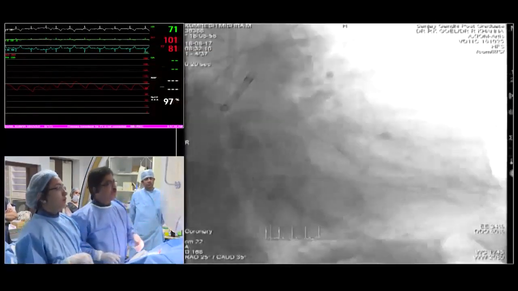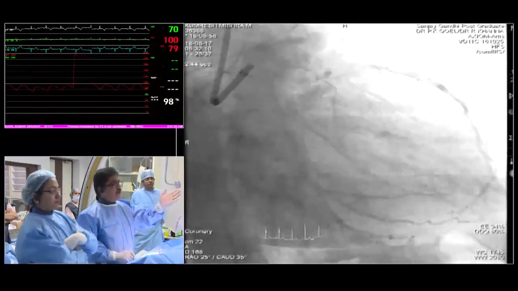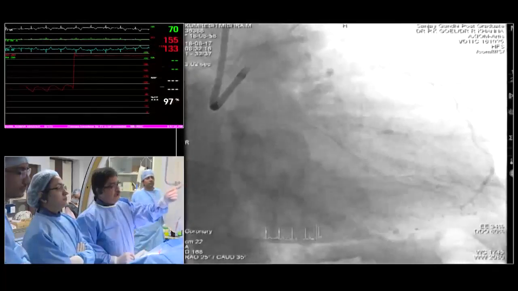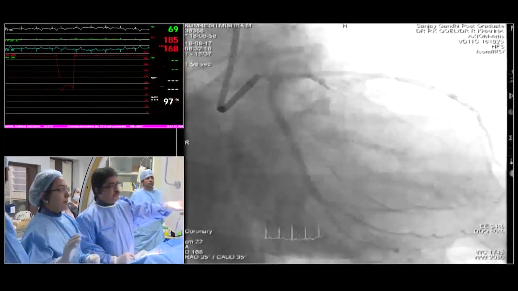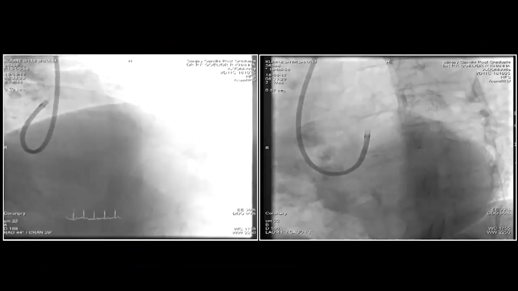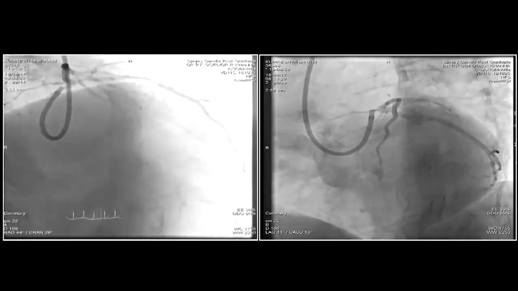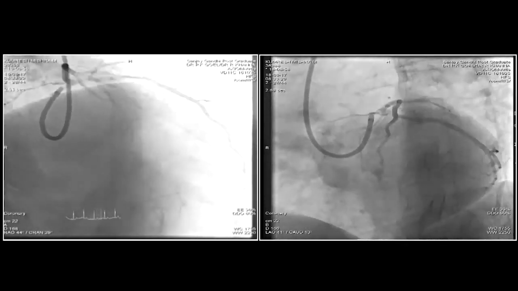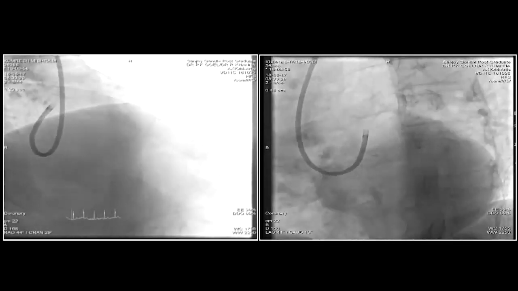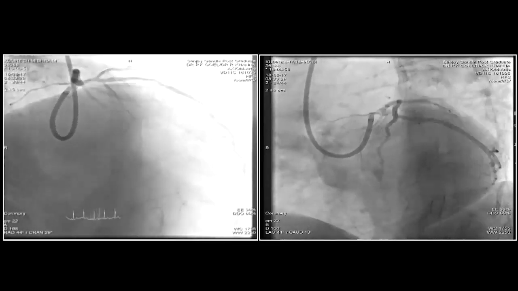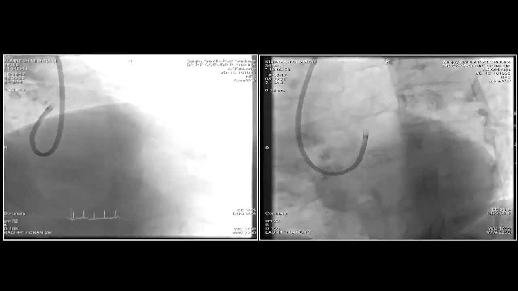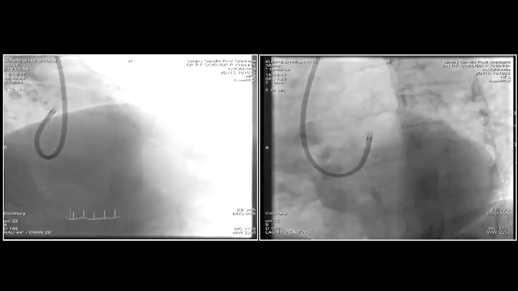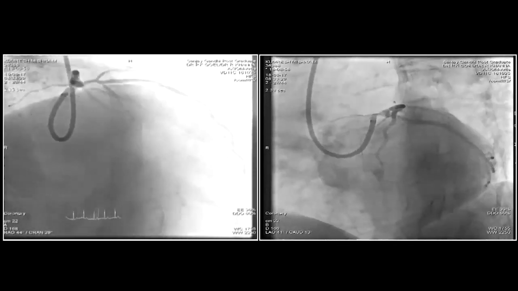Can you show the views that we have done? These are the diagnostic views that we have done with the guiding catheter. Now we have a biplane system set up. I am working on a biplane system, and I envisage some advantages to it, so I use it. So we have the ostium and the body of the left main.